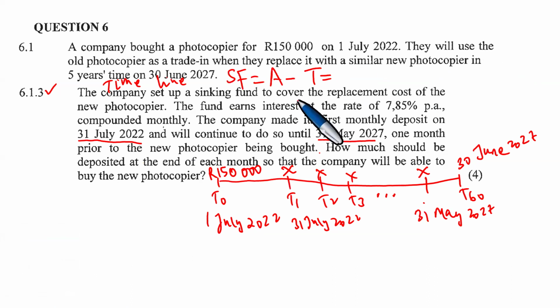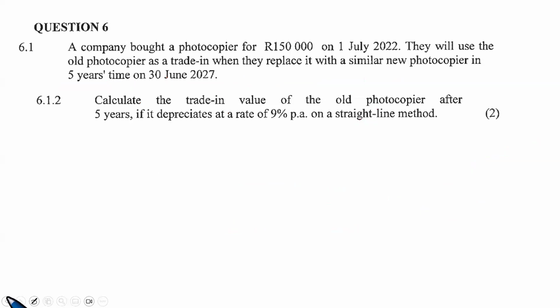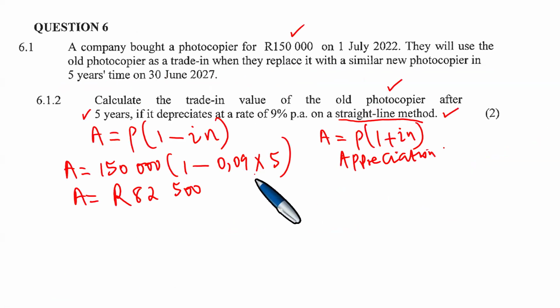So now, we know very well that subject to inflation, a new photocopier will cost 205,513. Then you have the trading. When they trade in the old one, when they sell the old one, how much are they going to get? They're going to get the depreciation we got before, and the depreciation we got before was 82,500. In other words, the trading value was 82,500, and we plug it in here.